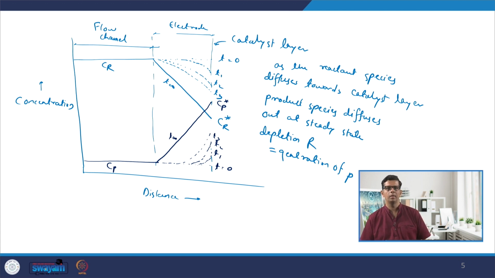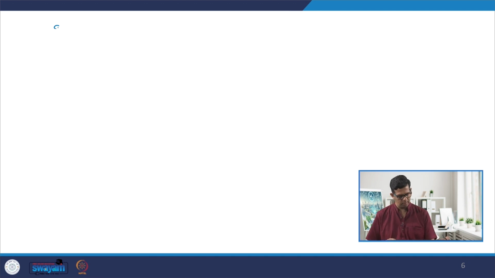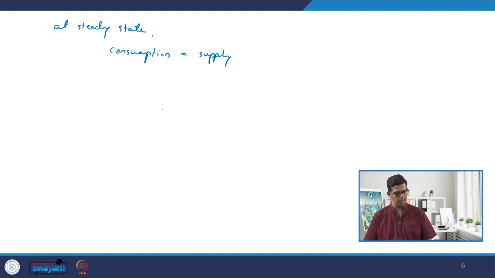getting depleted is same as that of the concentration of product, at the rate when they are getting generated. So, this is at t equal to infinity, and again this is our diffusion layer thickness delta, that is where the concentration differences occur. So, let me go ahead and write this up. At steady state, consumption is equal to supply, right. So, let us talk in terms of the current density.